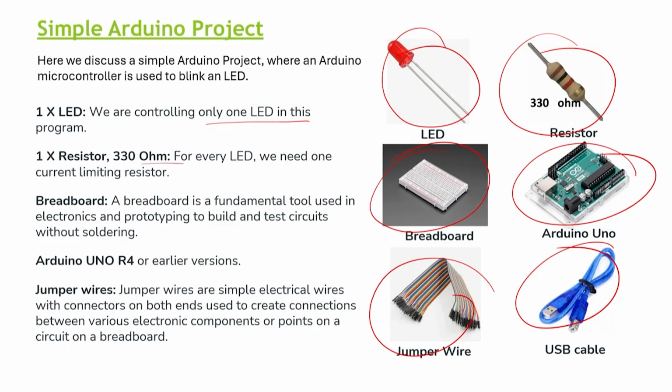As I told you, you always need a resistor to bring down the current. The breadboard is where we will be developing the electronic circuits, and we will also be attaching the Arduino Uno, let us say R4 or earlier versions. And then we have jumper wires, which are simple electrical wires with connectors on both ends, used to create the connections between various electronic components or points in a circuit or a breadboard.